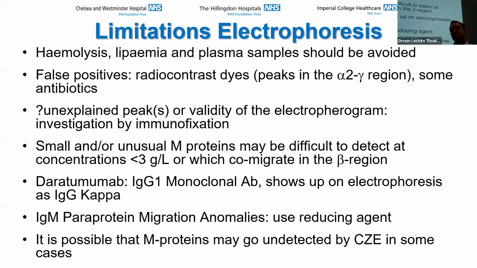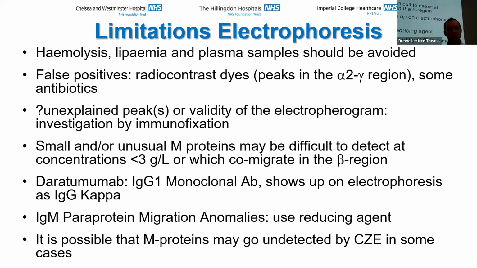You can have very particular IgM paraproteins, which may either migrate to a different position on your CZE versus your immunofixation gel, or they may not migrate properly at all. And they can actually migrate in several different places as well, so that they can be slightly troublesome. In some of these cases, especially with your IgM paraproteins, it's actually quite useful to use reducing agents like beta-2 mercaptoethanol or DTT.